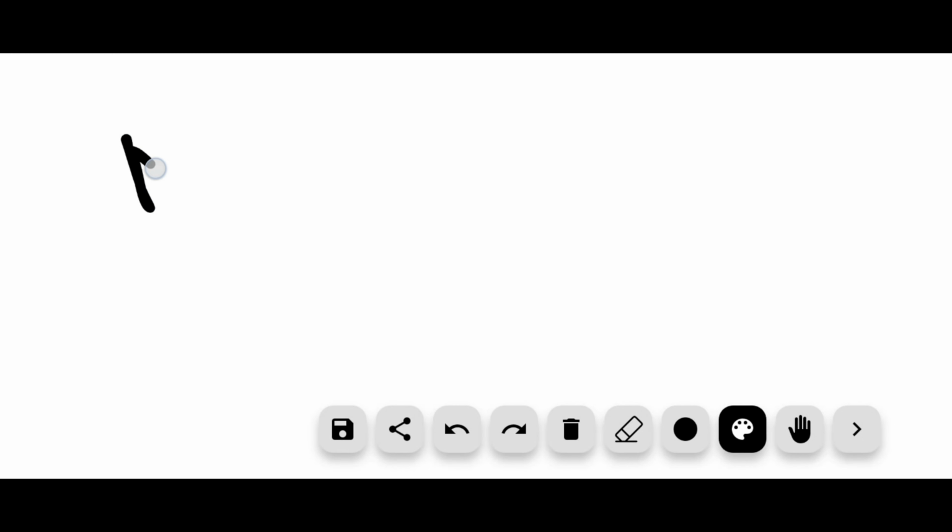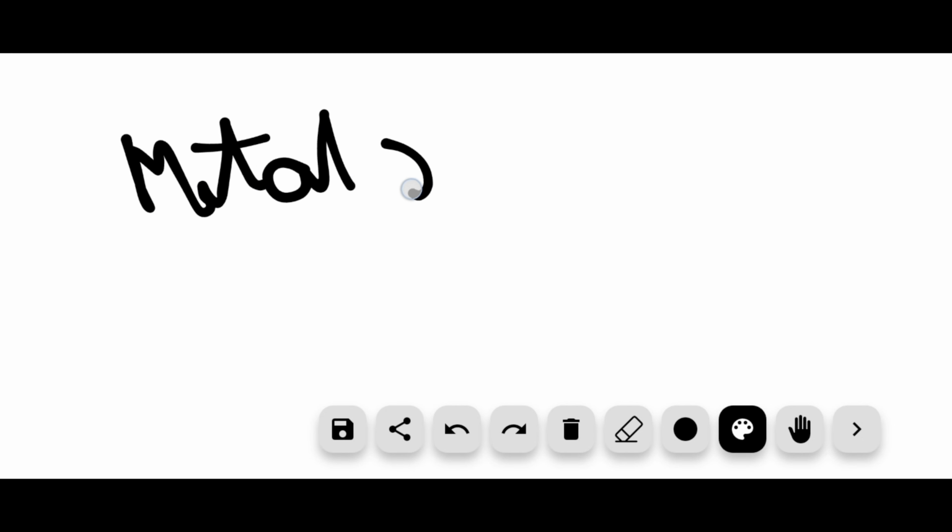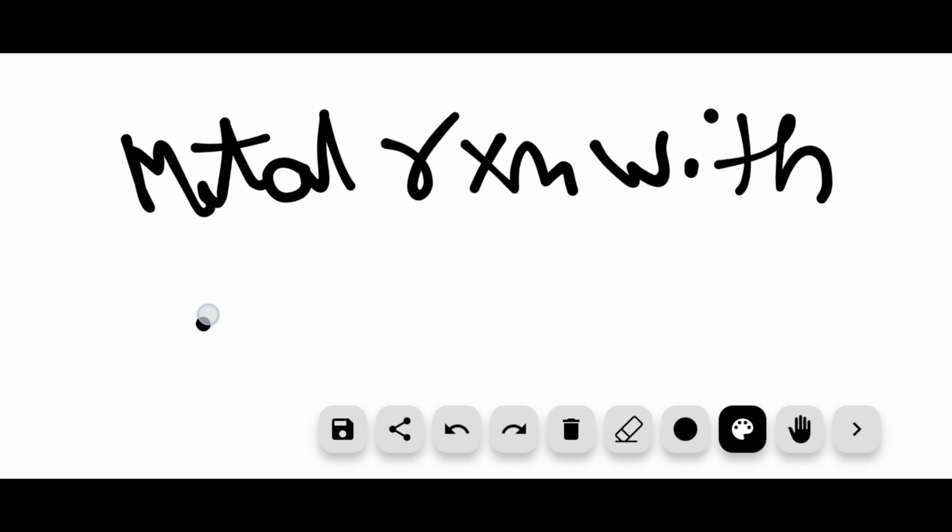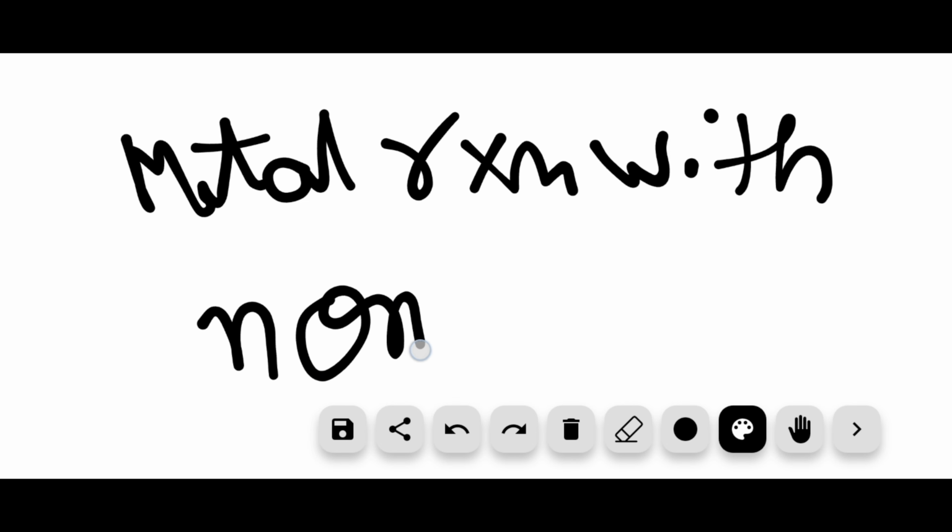So here we are now going to see the reaction of metal with non-metals.